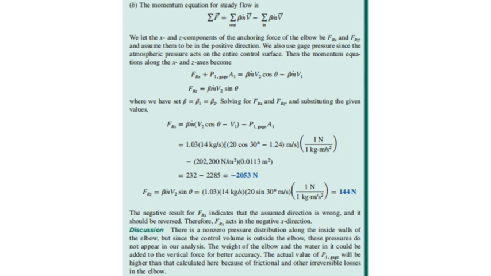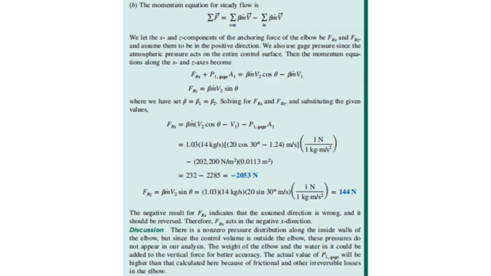For the X direction, the anchoring force must balance the momentum change as water deflects. Plugging in our values, pressure force minus momentum change gives us FRx equals negative 2053 Newton. The negative sign tells us our assumed direction was wrong. The force actually pulls backward.